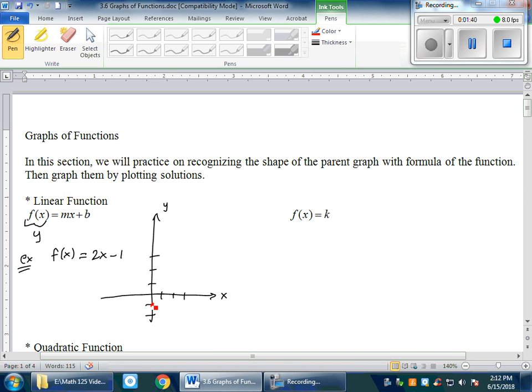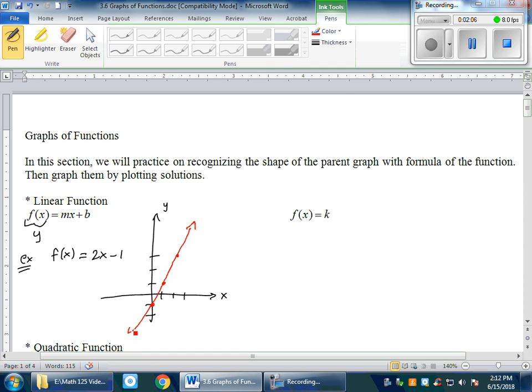And then we count the slope, which is go up 2 units and to the right 1 unit, which will be another point right there. If you continue counting the slope, go up 2 units and to the right 1 unit, you get another point right there. And therefore, you can get the graph of the function quickly without plotting the points.